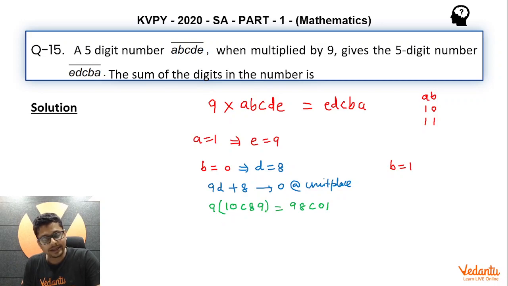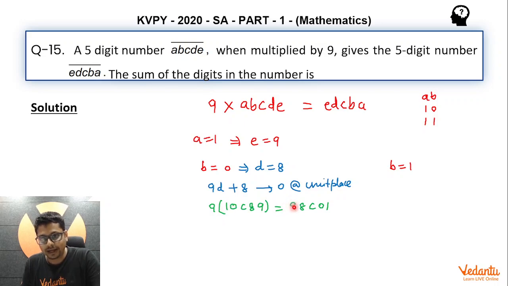9 multiplied by 9 gives us 81, 1, 8 carry forward. 9 multiplied by 8 gives me 72, plus 8, 80, 0, 8 gets carried forward. Now also pay attention that 9 multiplied by 1 is giving me this 9. Check it out. Just to further emphasize, 9 multiplied by 1 gives me this 9.